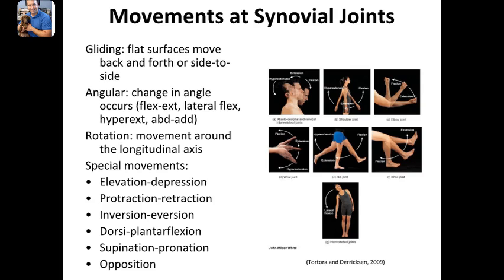Supination and pronation. Remember, supination is like you're holding a bowl of soup, palm up, elbows bent, and then palm down. Opposition would be bringing your pinky, or your fifth digit, to your first, your thumb.